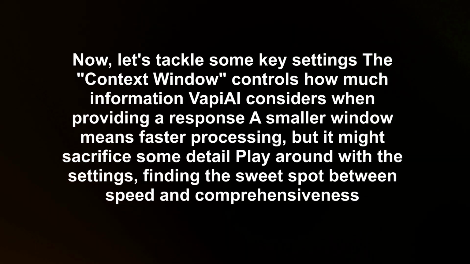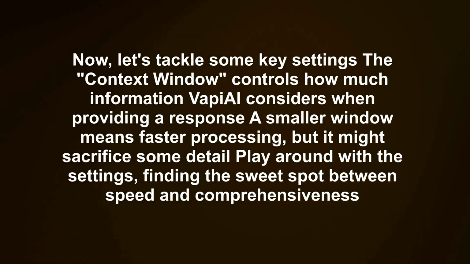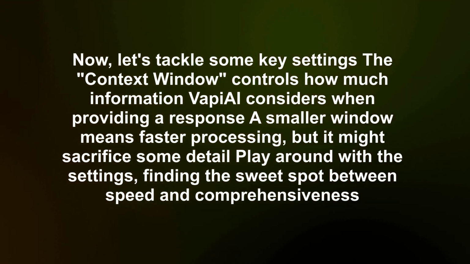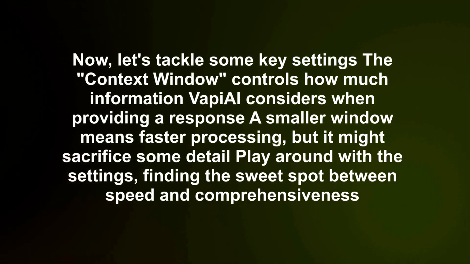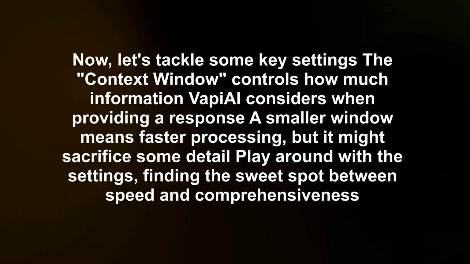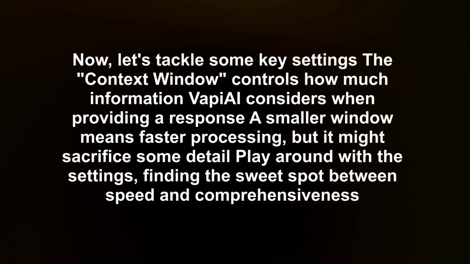Now, let's tackle some key settings. The context window controls how much information Vapi Ai considers when providing a response. A smaller window means faster processing, but it might sacrifice some detail. Play around with the settings, finding the sweet spot between speed and comprehensiveness.